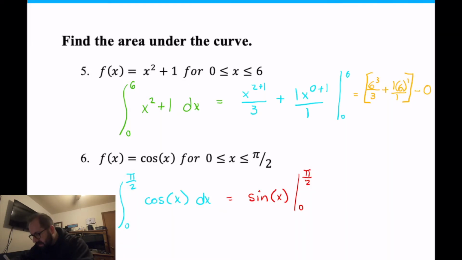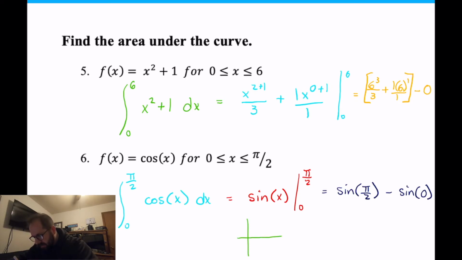So plugging these numbers in, sine of pi over 2 minus sine of 0. Now, if I just think about what these numbers represent, like if I look at the wave graphs for sine, I can figure out what the answers are. Most of you probably already know it. You probably already typed it in your calculator, but just look at the sine graphs, right?